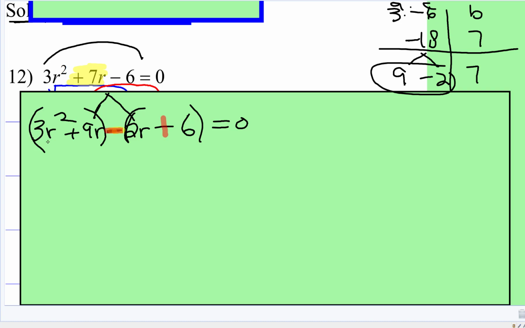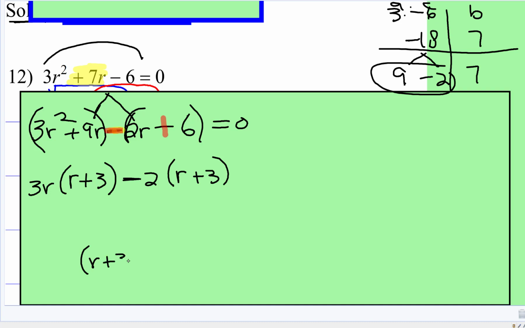And now the grouping method says take out like terms. So 3r squared and 9r both share a 3r. Well, 3r squared divide 3r just leaves r. 9r divide 3r leaves positive 3. Then we put a subtract sign. 2r and 6 share a 2. 2r divided by 2 leaves r. 6 divided by 2 leaves positive 3. Now these both share that r plus 3, and we can factor that out. And everything that's left on the outside is 3r subtract 2. And all of that equals 0.